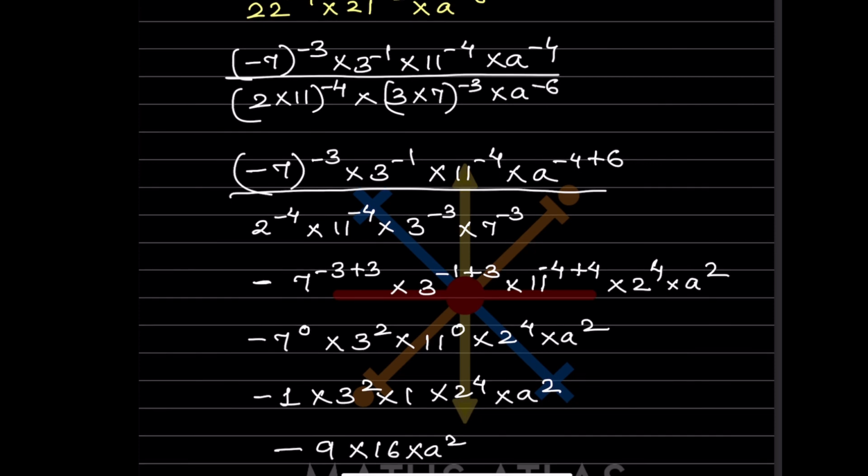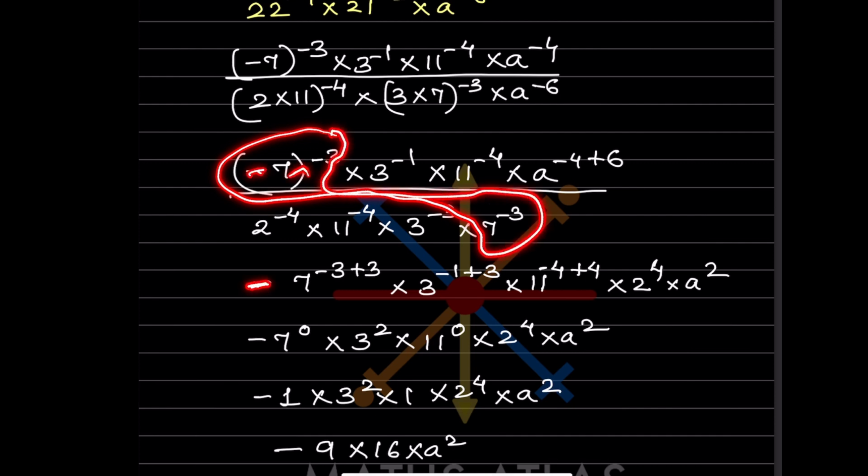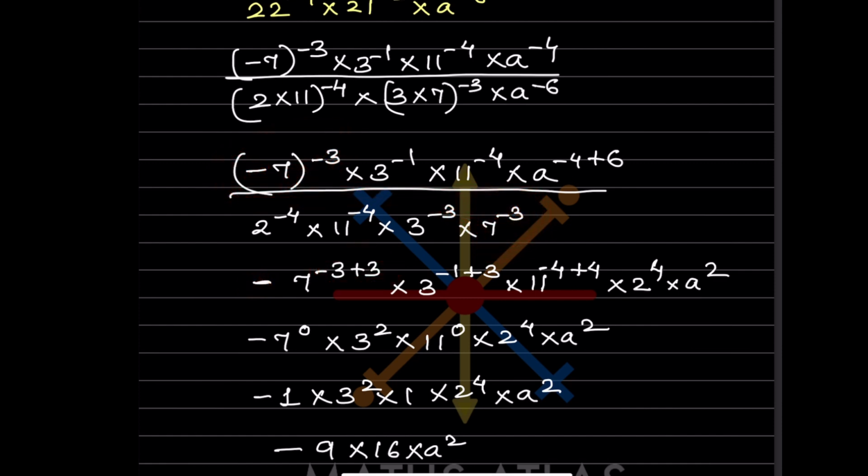So now we can see, see here, this is 7. This is 7. So here this minus we will keep outside to avoid confusion. So 7 raised to minus 3, minus and minus becomes plus. So this is minus 3 plus 3. Now let us look for 3. Minus 1, minus becomes plus, so minus 1 plus 3. Now let us look for 11. So minus 4, minus and minus becomes plus.